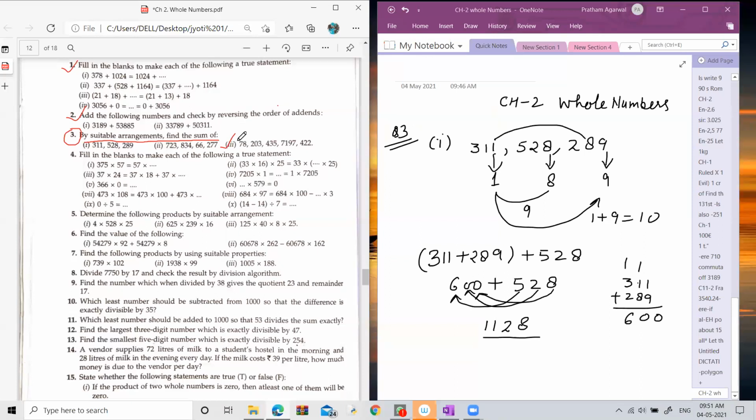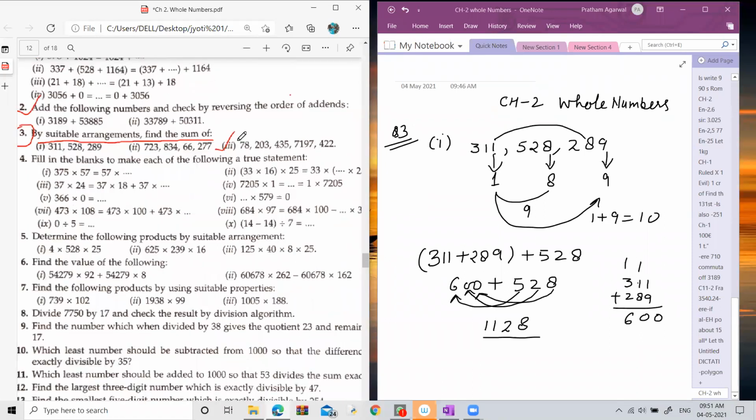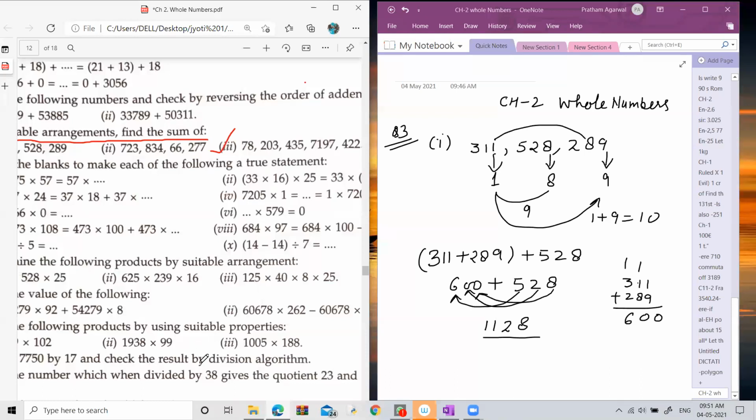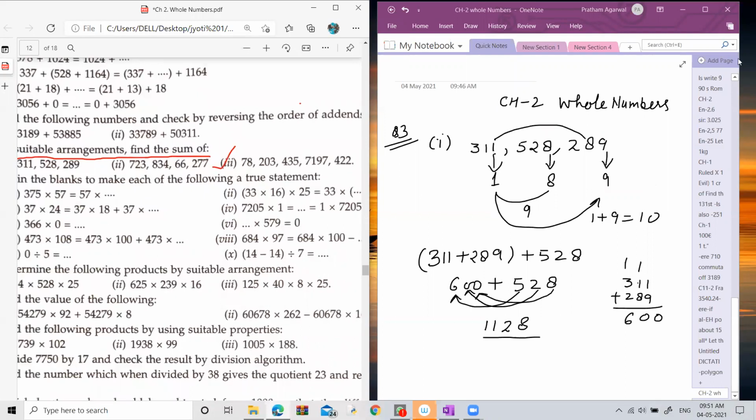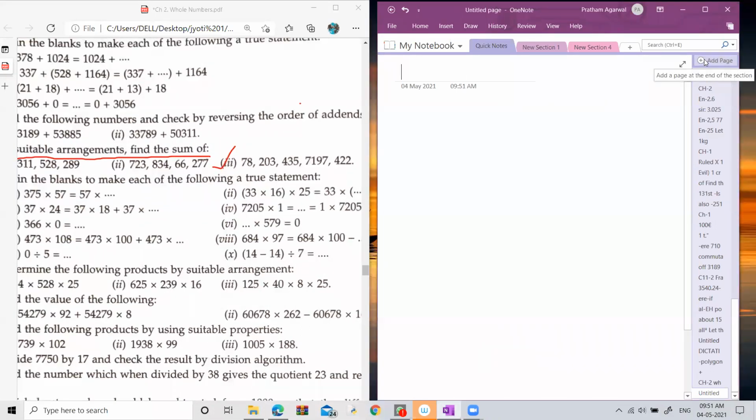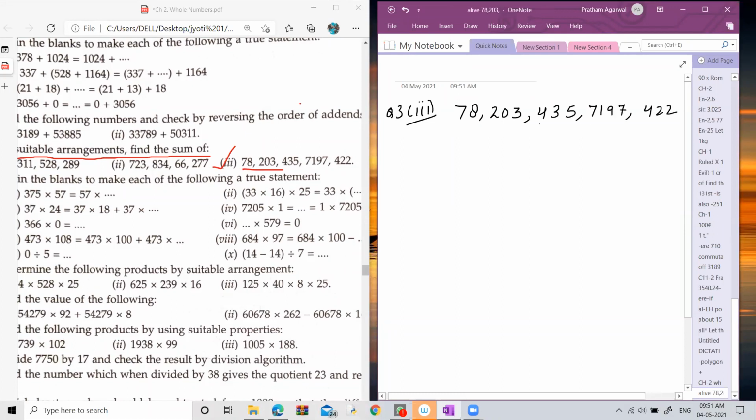I'm going to solve the third question. Look at the screen. Come to question number 3, third part. The numbers are 78, 203, 435, 7197, and 422. How many numbers do you have in this question? 1, 2, 3, 4, 5.